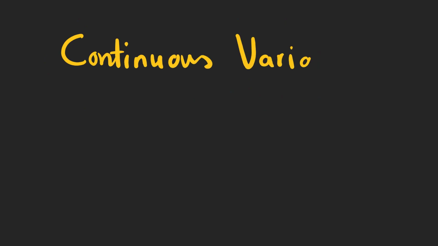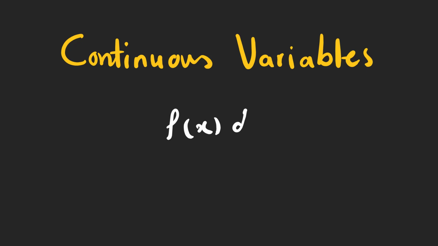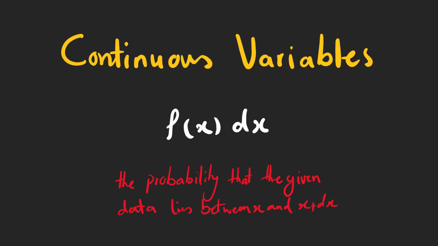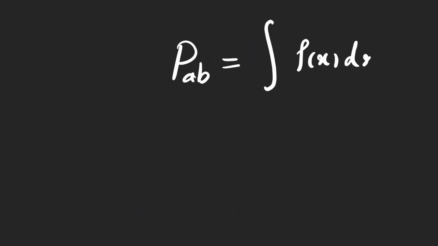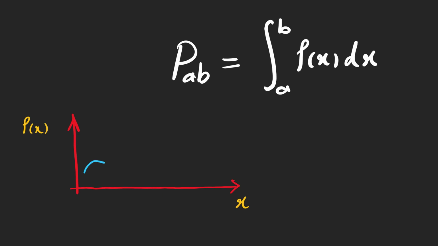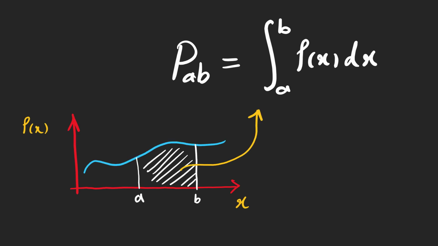We have similar formulas for continuous variables by introducing a probability density. Rho x dx is the probability that a point is between x and x plus dx. The probability that x lies between a and b is given by this integral, which is the area under the density graph between a and b.